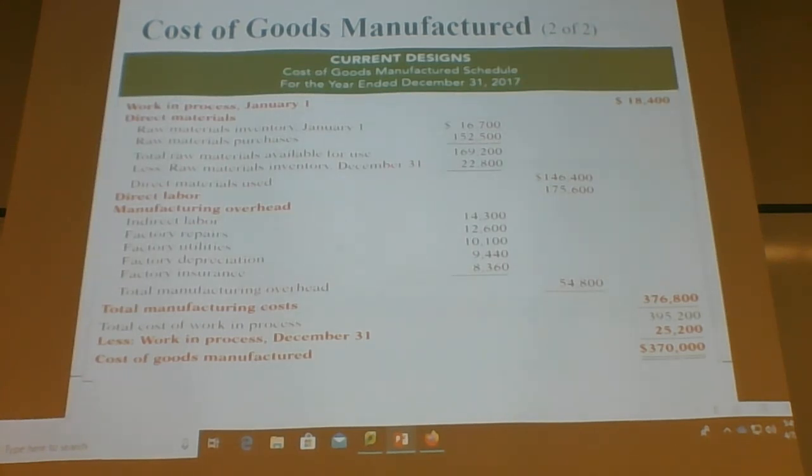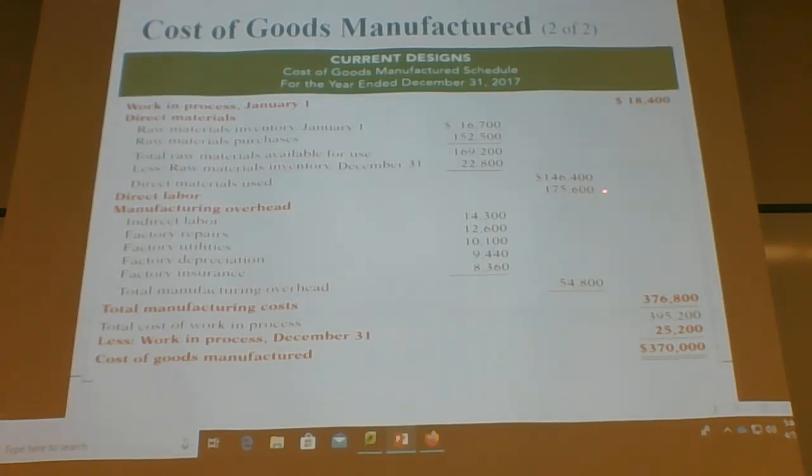However, at the end of the year, we're going to subtract out whatever raw materials we still have in inventory because we still have it at our disposal. And if we do that, if we subtract the $22,800 from this $169,200 that was available for use, we come up with $146,400, and that represents direct materials that were actually used. So we have $169,200 that we could have used, but we have $22,800 left over at the end of the year. That means we actually used $146,400 in raw materials.